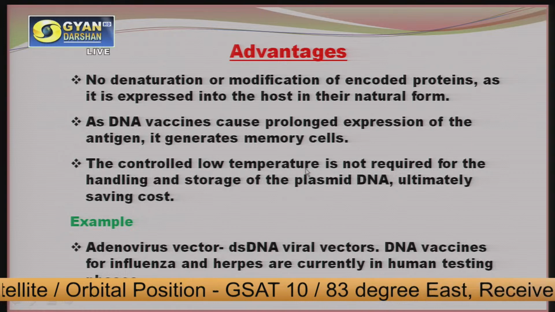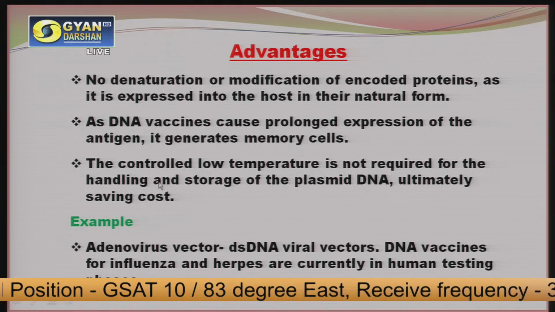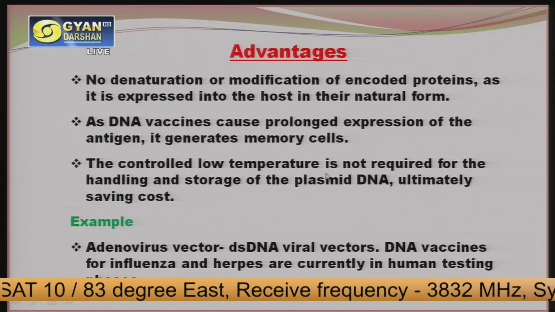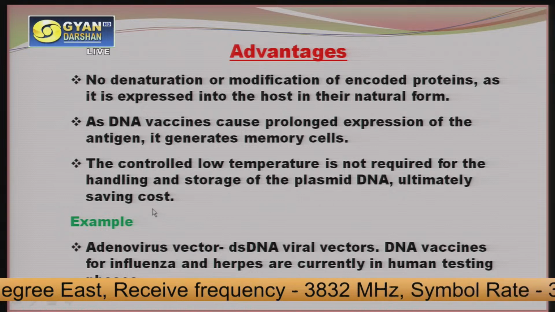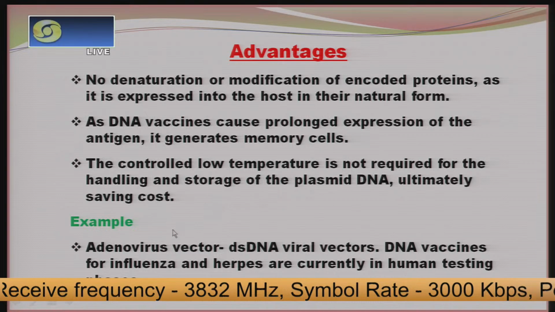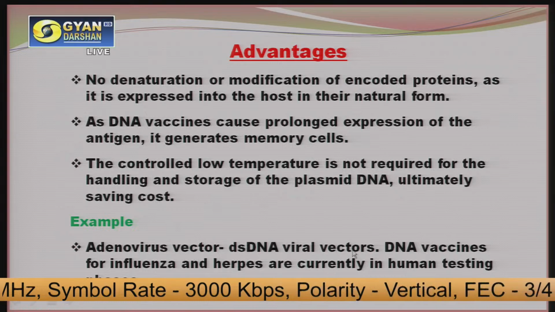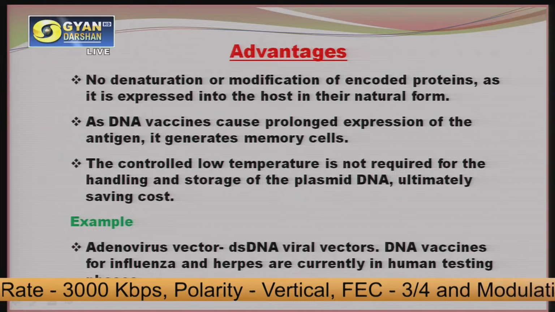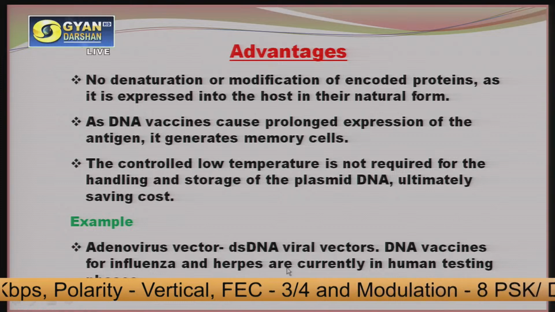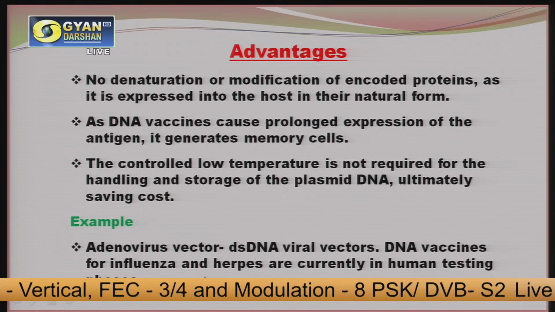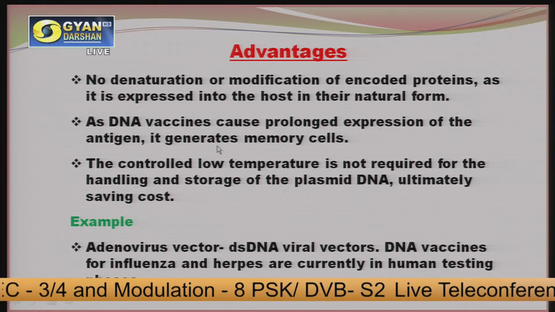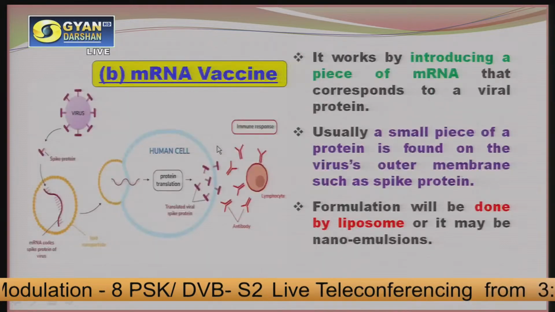Controlled low temperature is not required for handling and storage of the plasmid DNA, ultimately saving cost. For example, adenovirus vector, a double stranded DNA viral vector, and DNA vaccines for influenza and herpes are currently in the human testing phase. So these are the DNA vaccines.